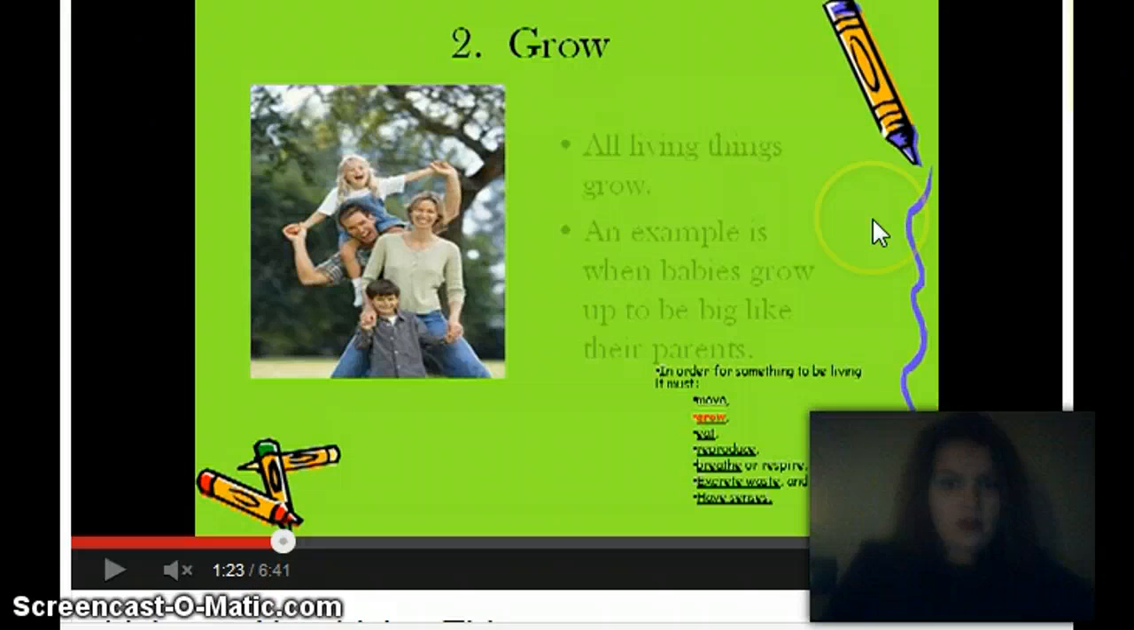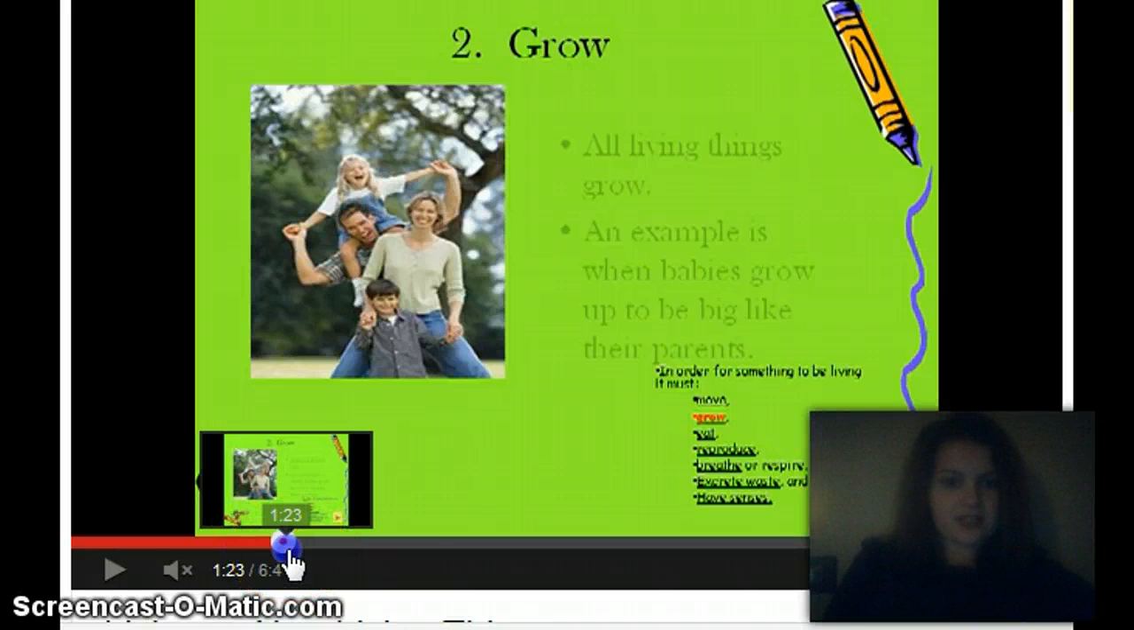Okay, growing. All living things grow. An example is when babies grow up to be big like their parents. So that's a great example. Another great example that I'm more familiar with when I was your age is a plant growing, right? We grow plants. So we have a seed, we need certain aspects like water and soil in order for the plant to grow into this big, beautiful flower. It starts as a little, tiny seed, and then it grows into this beautiful, big flower. Okay, so that's a great example of growing. Now, let's go into the third aspect.